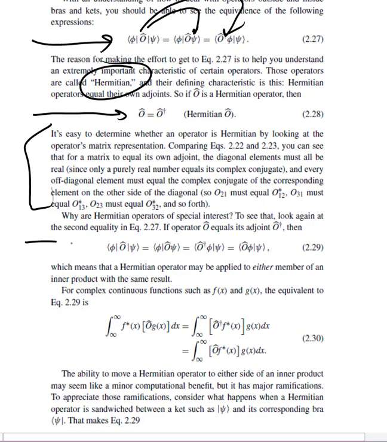To understand that, let's look again at this expression, in particular, this second equality. Remember, we've moved the operator into the ket and into the bra, taking its adjoint. But if O equals its own adjoint, then I can replace that adjoint with just O. And now compare this to this. Look at what that's telling you. It says that you can operate on the second member of the inner product, or you can operate on the first member of the inner product, and you'll get the same answer. That, turns out, is going to have very important ramifications.